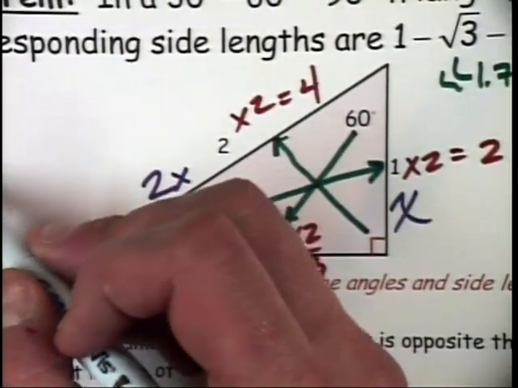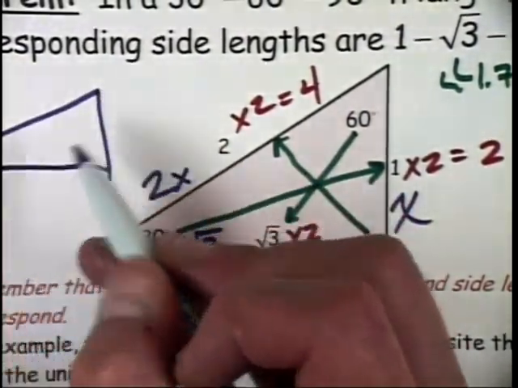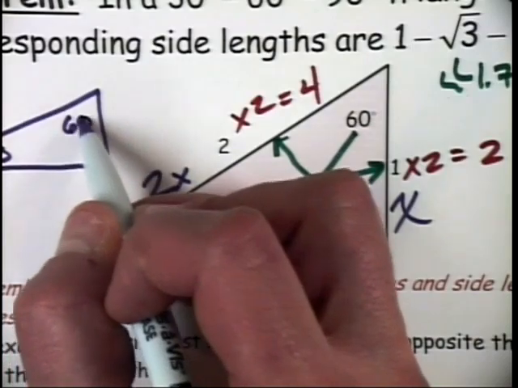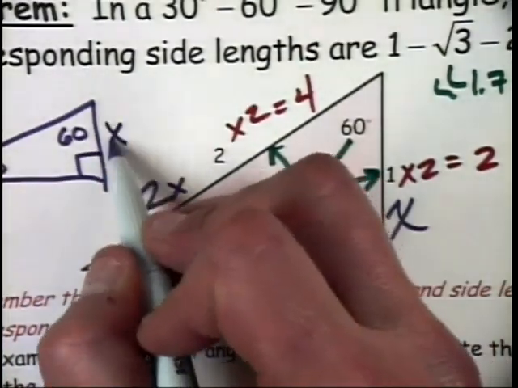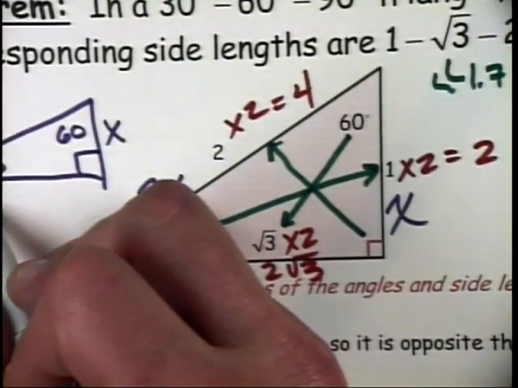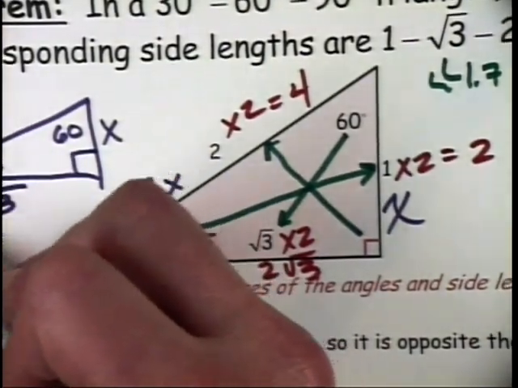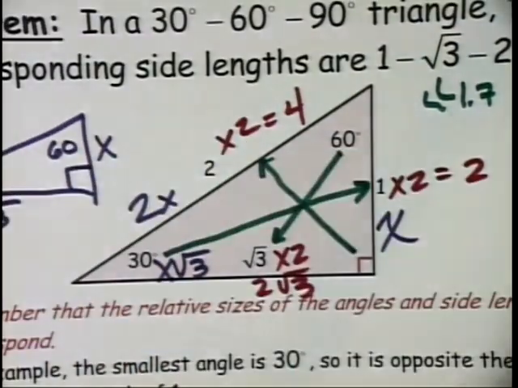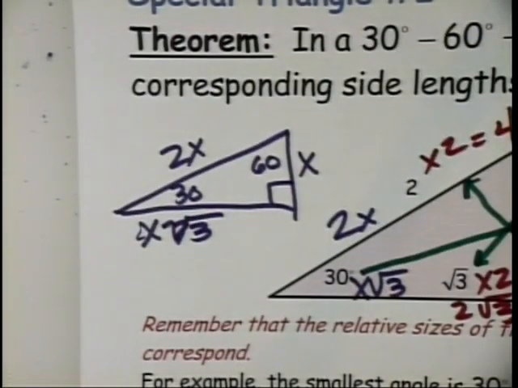Okay? That might be worth redrawing off to the side here. 30, 60, 90. We have x. Then we have x square root of 3. We need to make this like that. There we go. X square root of 3 and 2x. Scoot it over there. Okay?